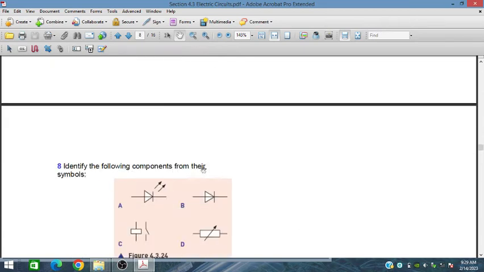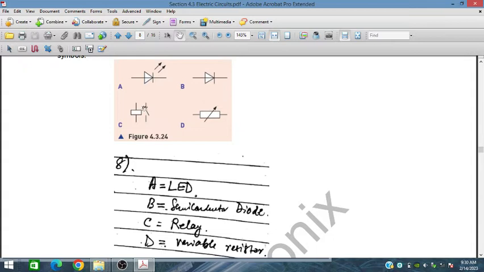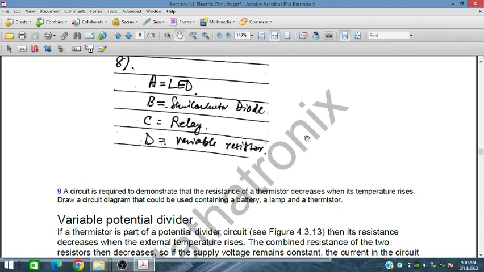Identify the following components from their symbols. So this is an LED, light emitting diode, this is a semiconductor diode, this is a relay, this is a coil, this is a contact, and this is a variable resistor.